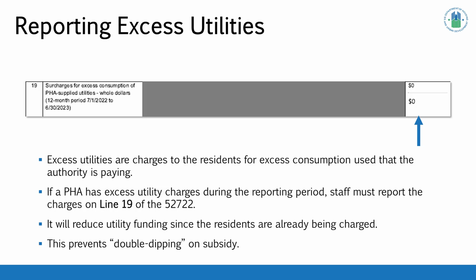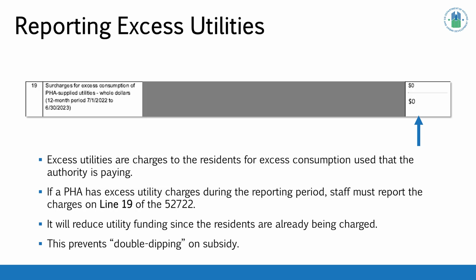The next step on the 52722 is excess utilities. Excess utilities are being charged for residents who use more consumption than they're typically allowed to. For an example, sometimes the housing authority will allow a resident to put a window unit in for AC or have an extra refrigerator. Well, the housing authority is going to charge them for that excess consumption, and we're going to obtain that excess consumption and costs and record it because we're charging the tenant for that. We also have to report it on line 19 of the 52722 because we have to reduce our subsidy for that. If we don't, we're double dipping.